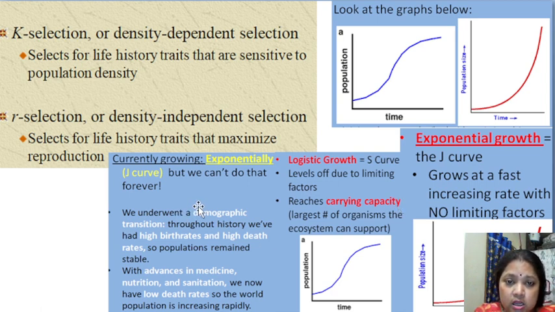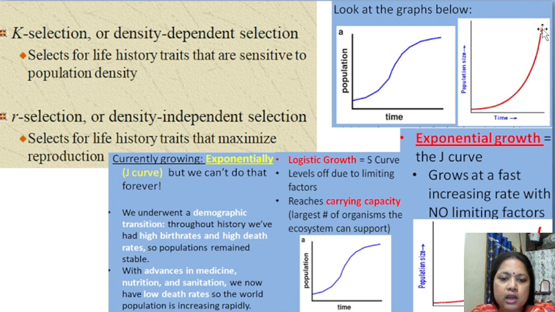So exponential growth curves, we understand that we underwent a demographic transition, and throughout history we have had high birth rate and high death rate. So population remained stable. In exponential growth curve, that happened in the case of small creatures, like pathogens or small animals. They have a high birth rate and also high death rates. As their birth rate and death rate are high, an equality is maintained and their population remained stable.